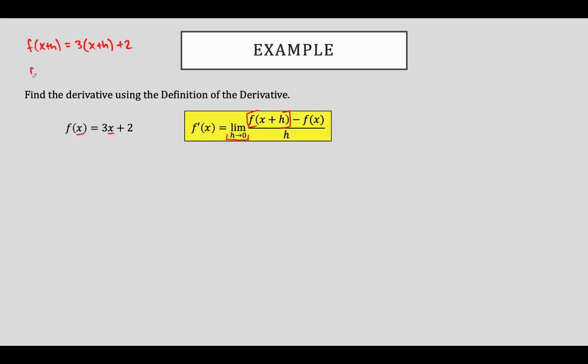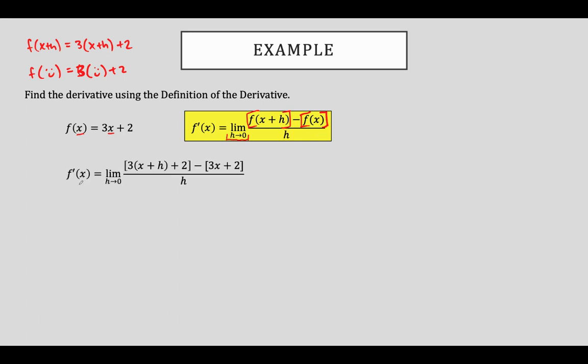You might recall earlier on in the year we did something like this, f of smiley face. What's f of smiley face? Whatever we see in the parentheses, we plug that in for x. We would plug in 3 times smiley face plus 2. Yes? Therefore, f of x plus h is 3 times x plus h plus 2. Then we need to subtract f of x and take all of that and divide by h.